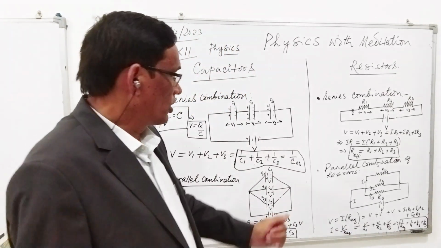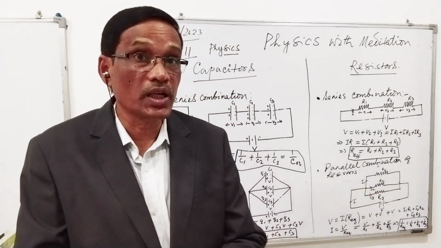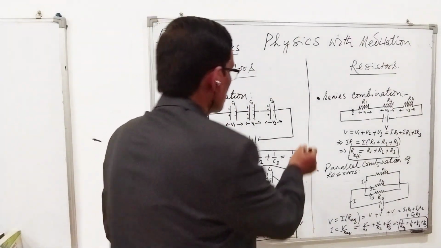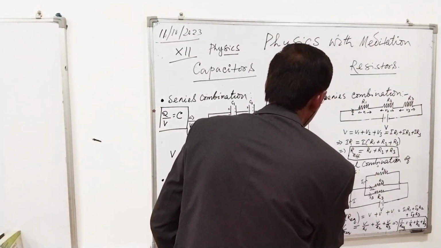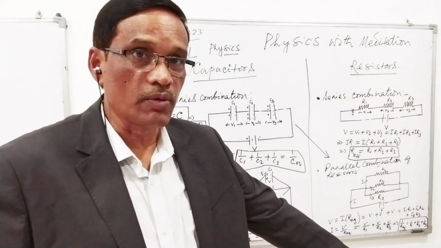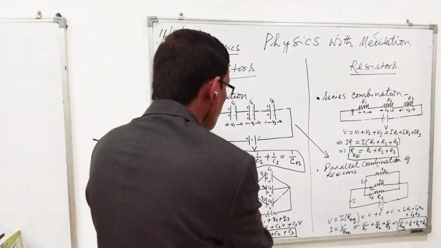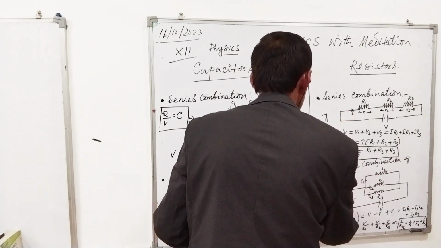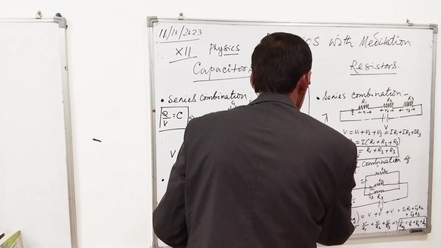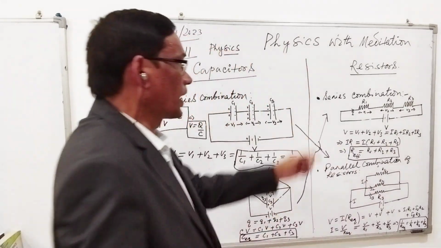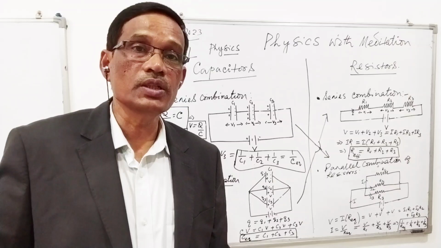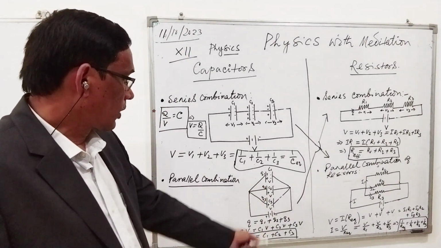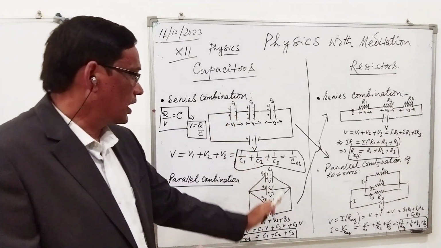The same will be utilized in parallel combination of the resistors. That is, your series cases will be like the parallel combination of the resistors, and the parallel cases of the capacitors will be like the series combination of the resistors. See, when you are taking the parallel combination of the capacitors, what is the difference between the series and the parallel?